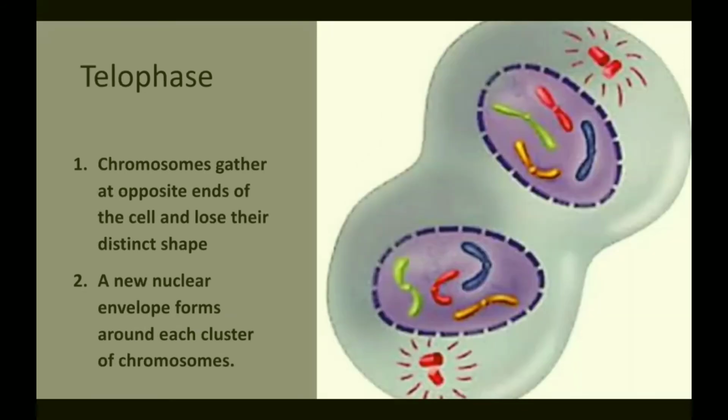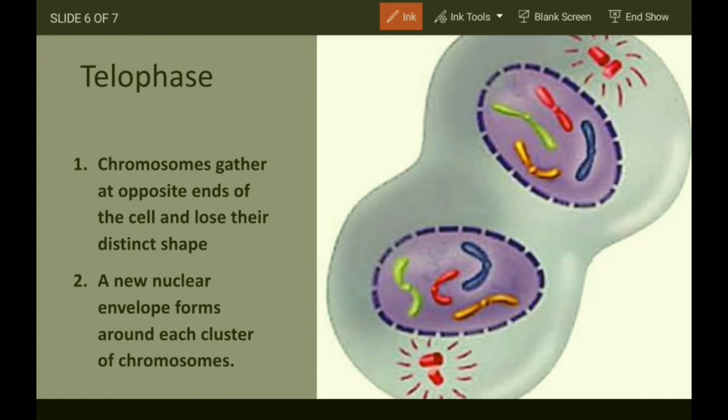Now the next phase is telophase. Chromosomes gather at the opposite ends of the cell and lose their distinct shape. In the previous phase, spindle fibers were trying to gather these chromosomes to the opposite ends, right? Now when that is finished, we come to telophase. The chromosomes, when they have gathered, are now losing their distinct shape. They are now distinct and condensed, but they will go back to their former state of indistinction as we saw from the prophase, because they are now very near to forming the cell.